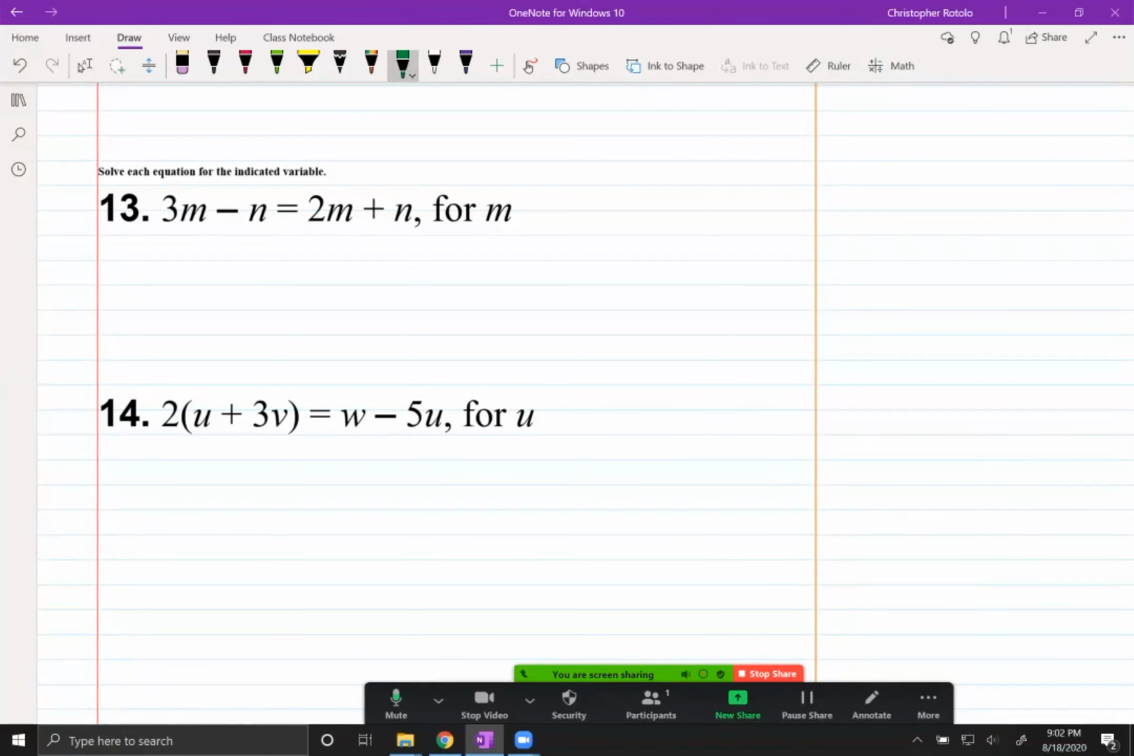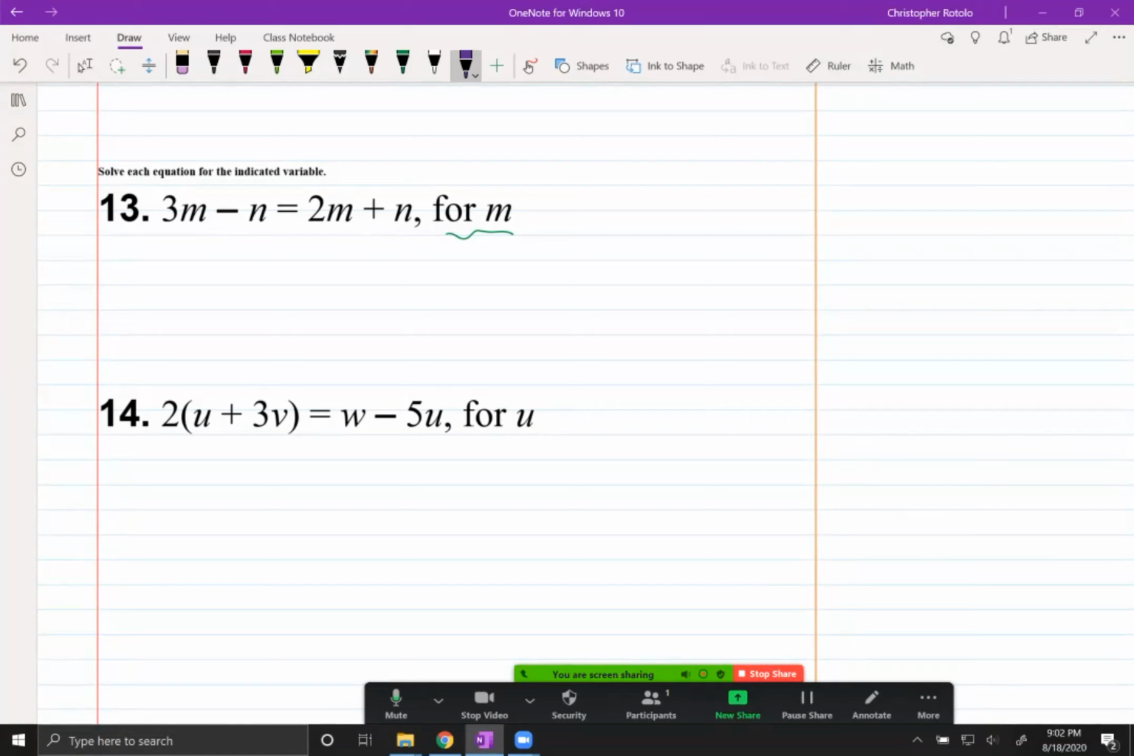All right, guys, in this lesson, we're going to solve literal equations. And what that means is we're going to solve for a particular variable. Usually students, I'll be honest, they don't like this part because you're not getting m equals 5. You're not getting it equal to a number. So we'll see what we can do, and we'll just work through it.